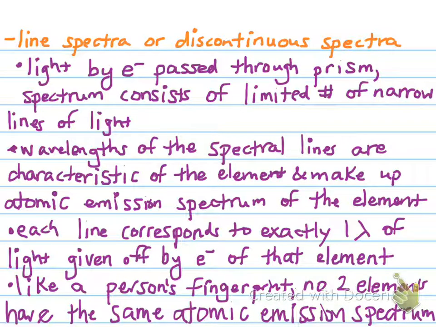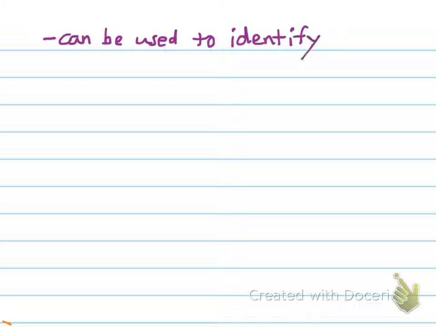Fingerprints for people uniquely identify people. Atomic emission spectrums uniquely identify particular elements or atoms on the periodic table. So because of that, this atomic emission spectrum can be used to identify elements.